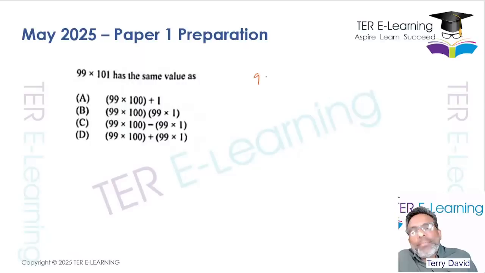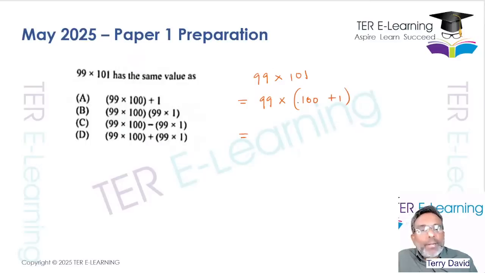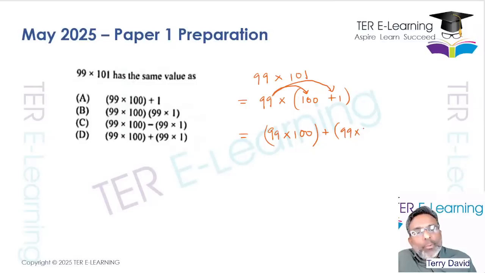All right, so we have 99 multiplied by 101. Basically, what they're trying to see here is if we know about the distributive law. So I can write this as 99 multiplied by 100 plus 1. I'm breaking up the 101. Now I'm going to take 99 multiplied by 100, and then take this 99 and multiply it by plus 1. So this is going to be 99 multiplied by 1.